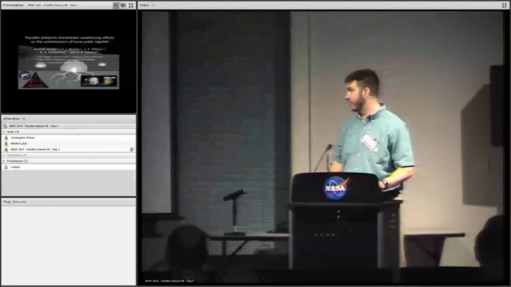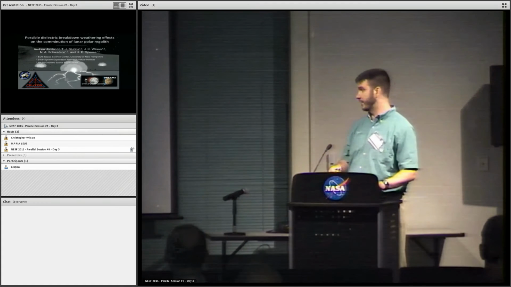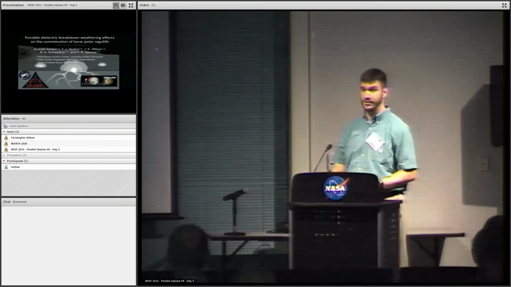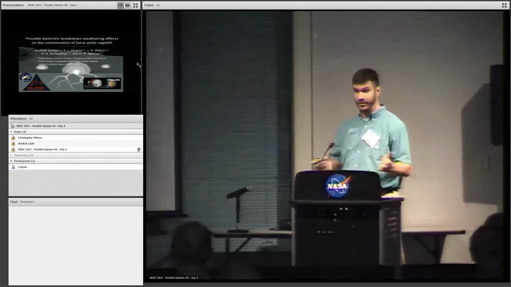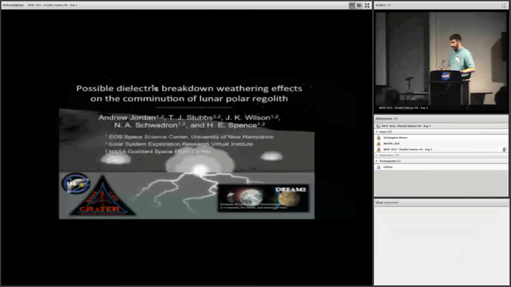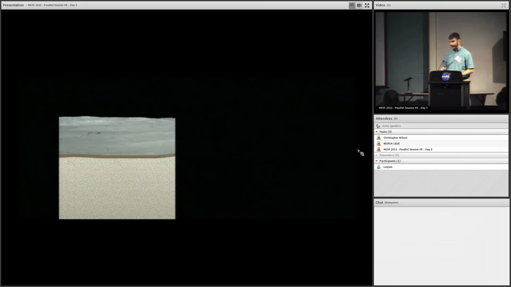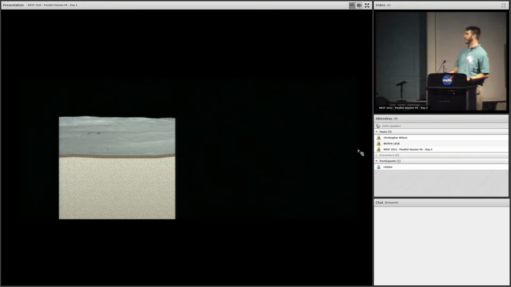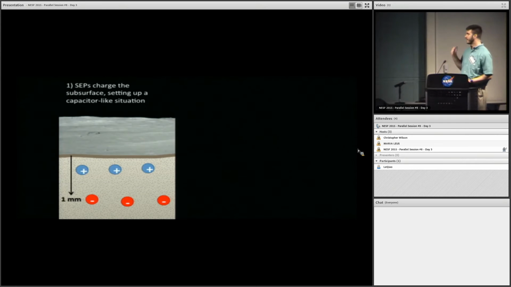So this is a collaboration between the LRO CRaTER instrument, a cosmic ray telescope, and the CERVI DREAM 2 team. We've been looking at, for the past couple years, deep dielectric charging, particularly in permanently shadowed regions. I've shown this slide a few times, so my apologies if you've seen it before, but it helps me get going, and for those of you who haven't seen it, it's a great introduction.